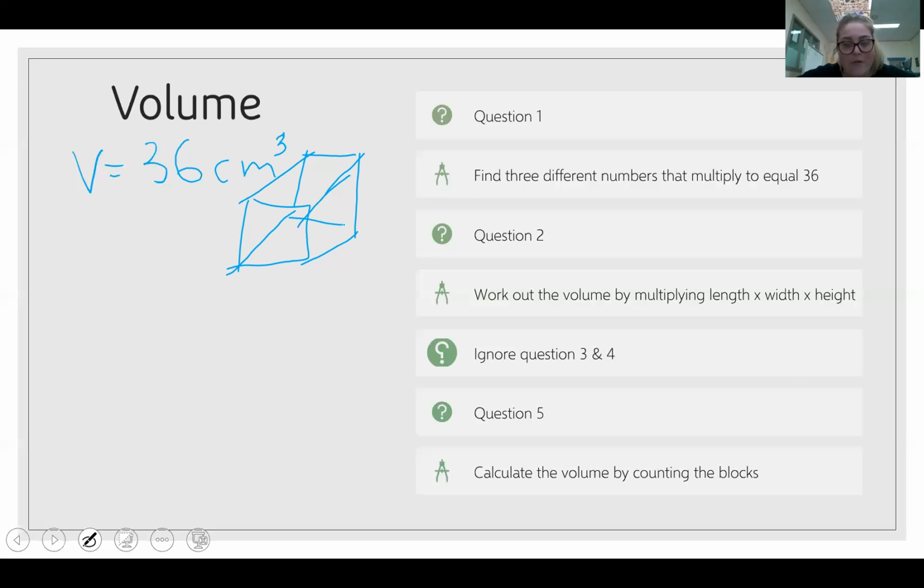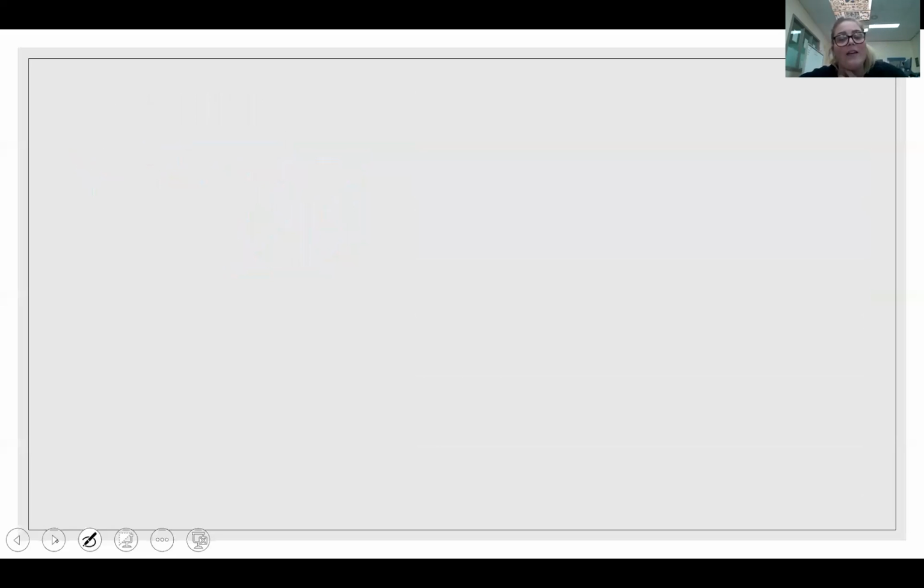Ignore question 3 and 4. And question 5, you need to work out the volume, counting the blocks that they've given you. Okay, and so that is how we do our volume page today. And that is all the work that you have for Thursday. Please make sure that you're familiar with all your topics, as you will be having a test on them tomorrow. If you have any questions, like always, send me a message and I can help you. Thank you.